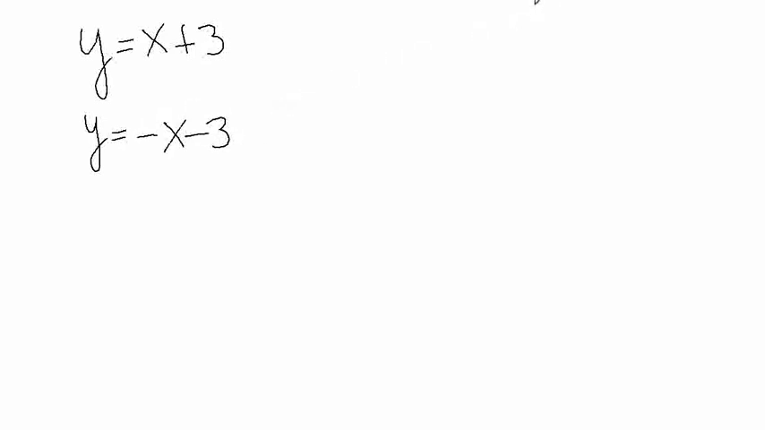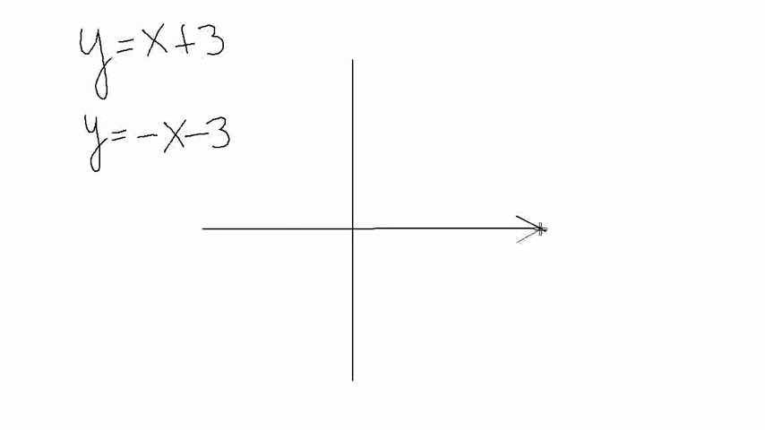So suppose we wanted to solve this system of linear equations: y equals x plus 3 and y equals minus x minus 3. So we can graph both lines and see where they intersect. Give me a minute to make a picture, and I will go ahead and graph those lines.